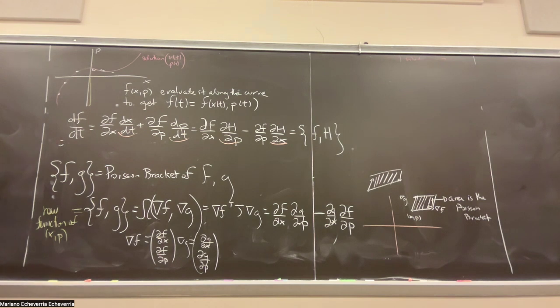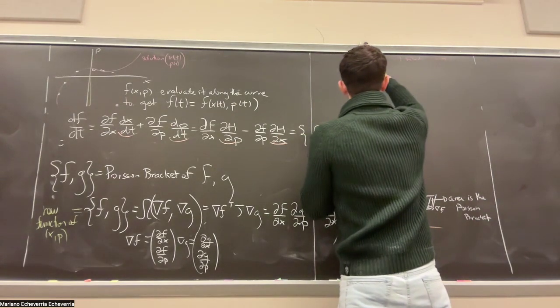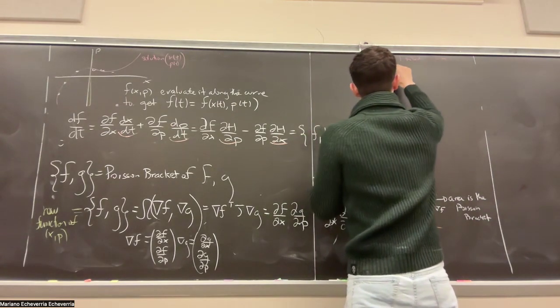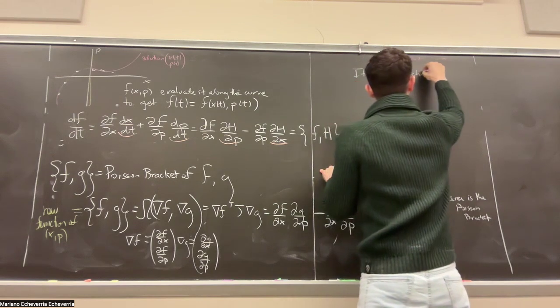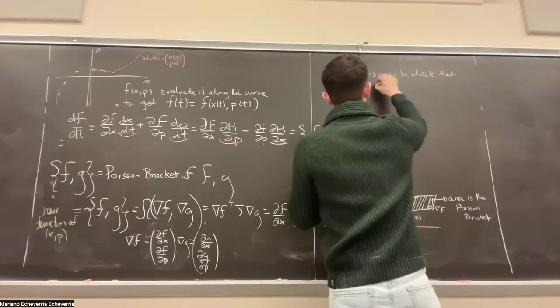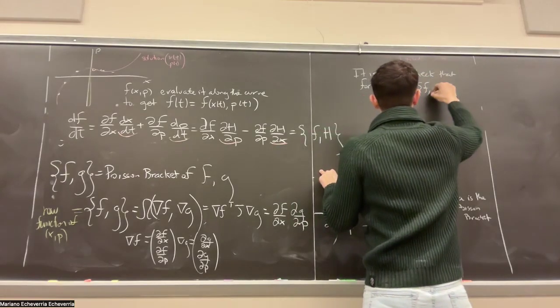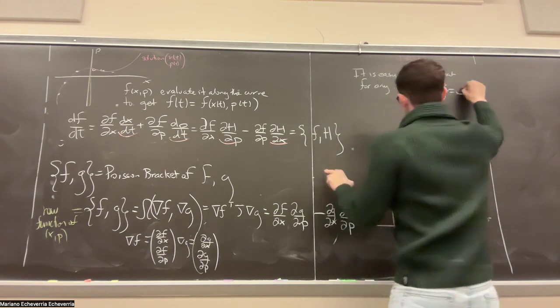And it is easy to check. Okay, so let me put this down. It is easy to check that for any function f, the Poisson bracket of a function with itself is just zero, because why?